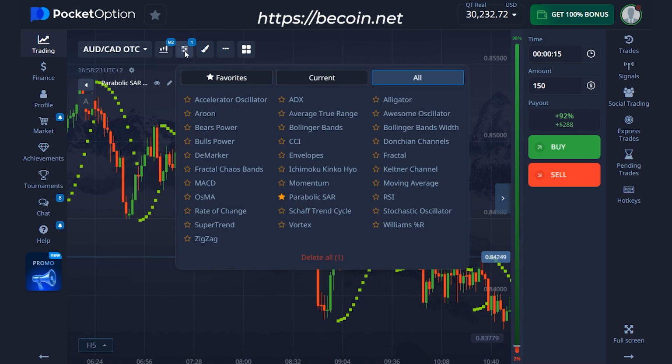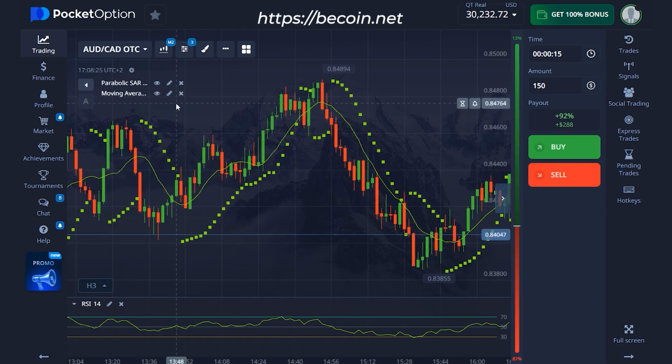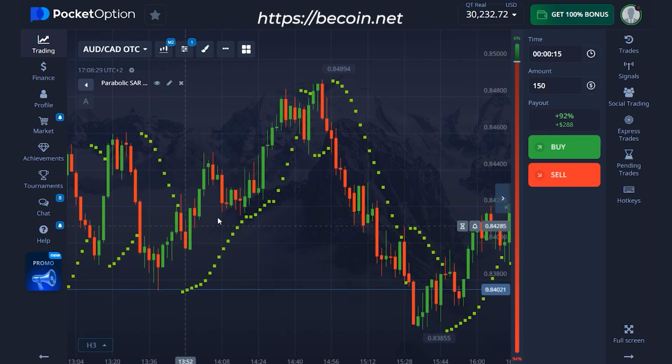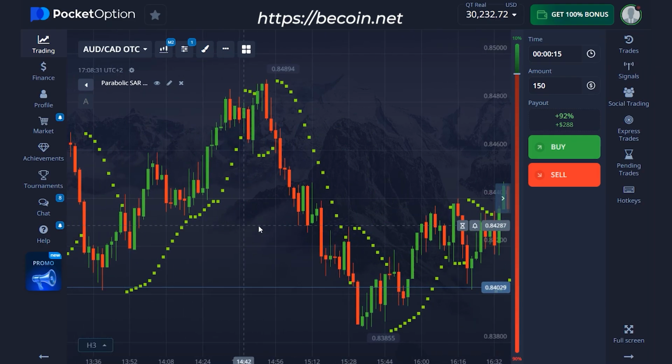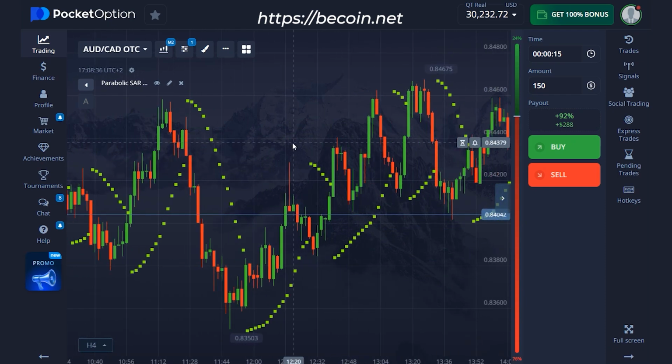And the best part, you can easily combine the Parabolic SAR with other indicators like EMA or RSI. That boosts your entry accuracy even more. But honestly, even on its own, it performs really well, especially for quick short-term trades. Try testing this strategy on a demo and scroll through some chart history. You'll see how easy these signals are to read.